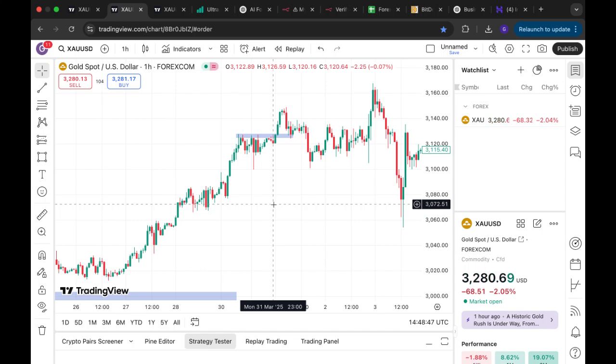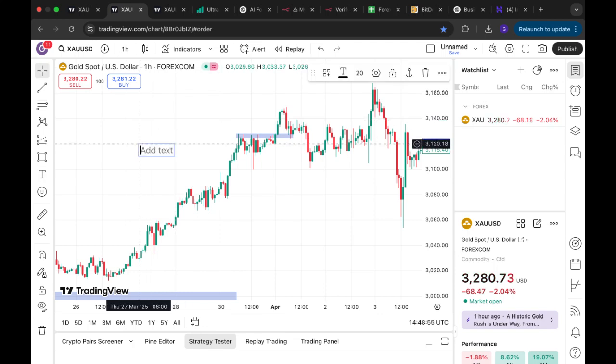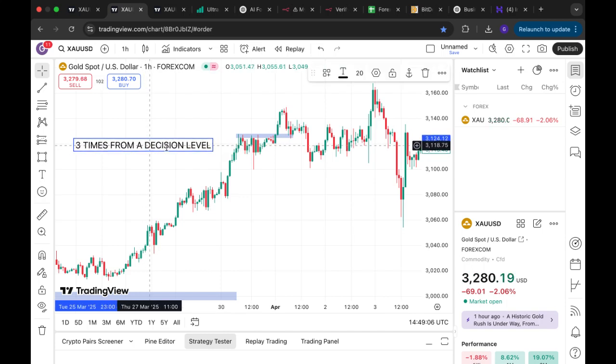And from observation and from experience, I have noticed that whenever price reverses 3 times from a decision level, or whatever you may call it, I like to call them decision level, whenever price reverses at least 3 times from that zone, the next move is for price to break that zone.